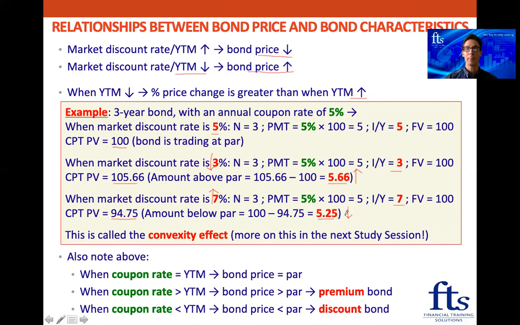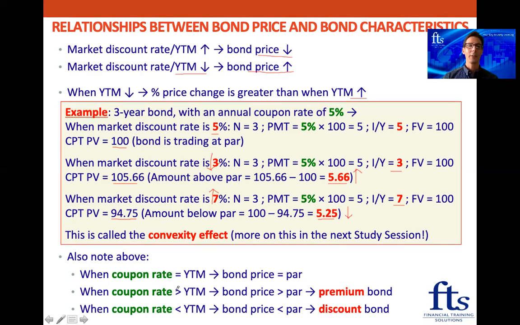So now we can go back up here and see that what we said is true. When the yield goes down, like over here, the percentage price change is greater. We went up $5.66 compared to when yields went up, when the price went down 5.25. So the price of the bond is going up more than it is going down for the same change in yield. We changed yield 2% down and then 2% up. And they call this the convexity effect. We're going to be doing that in a lot more detail in the next study session.